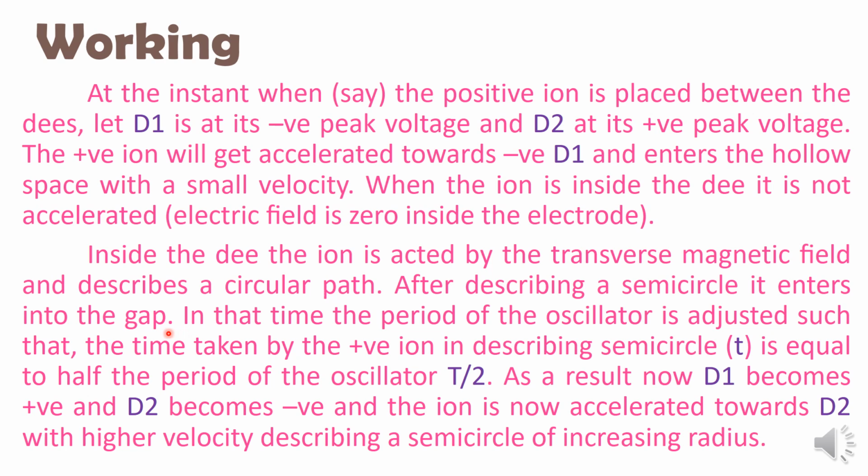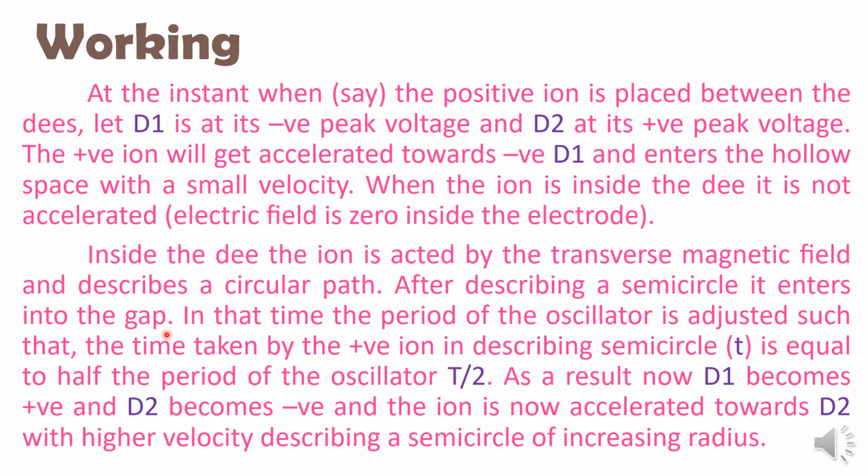So, when the particle enters the gap, we have to make sure that the electrode D2 is at negative potential and electrode D1 is at positive potential. As a result, now the ion gets attracted by the D2 electrode.